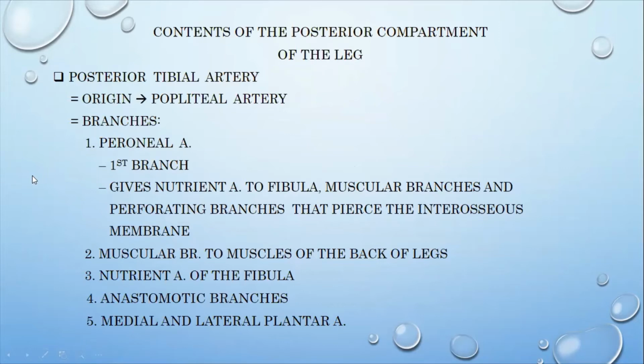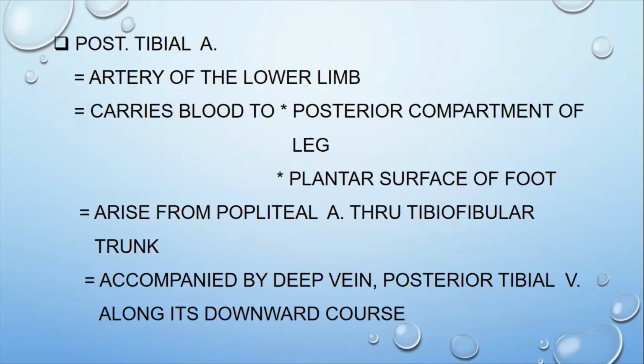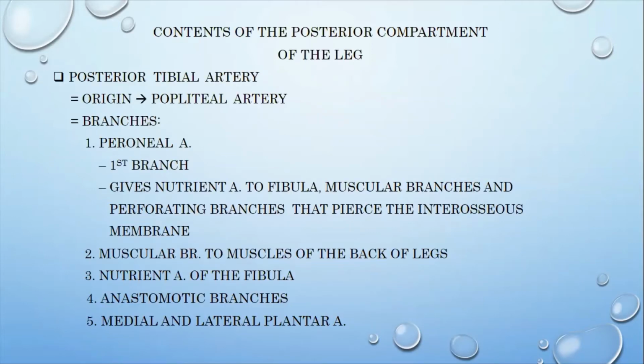Now, we go to the content of the posterior compartment of the leg. You have your posterior tibial artery. This is because the popliteal artery has divided into your posterior and anterior tibial artery. Your posterior tibial artery will go to the posterior compartment of the leg, while the anterior tibial artery will go to the anterior compartment. Now, your posterior tibial artery originates from your popliteal artery, and it will have 5 branches.